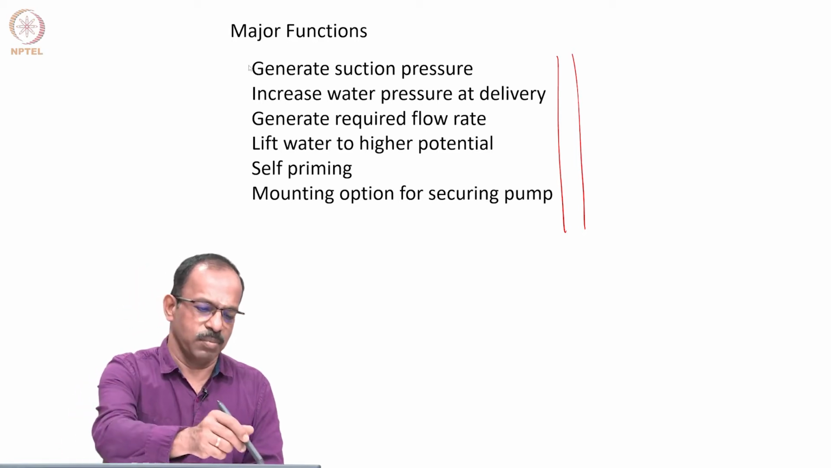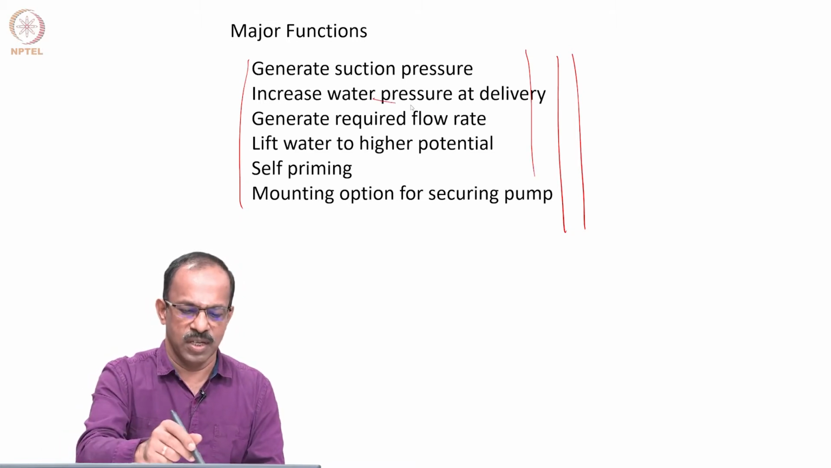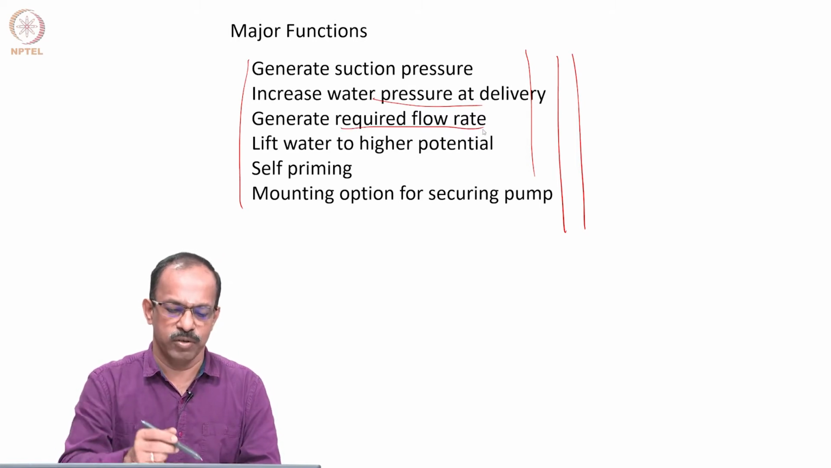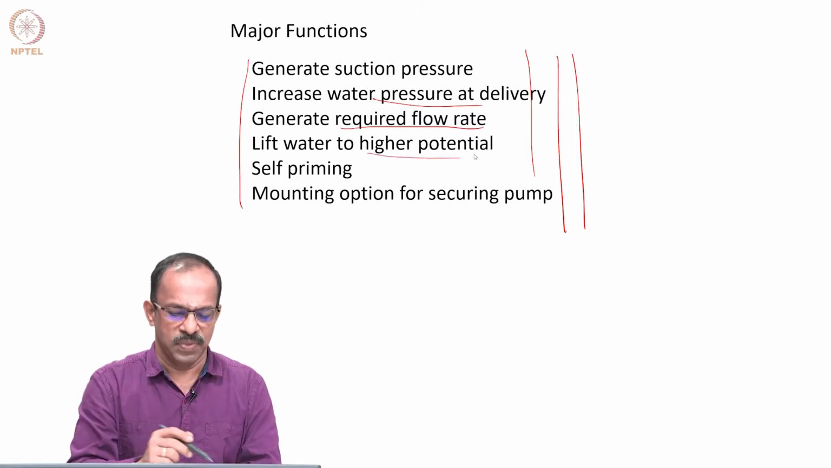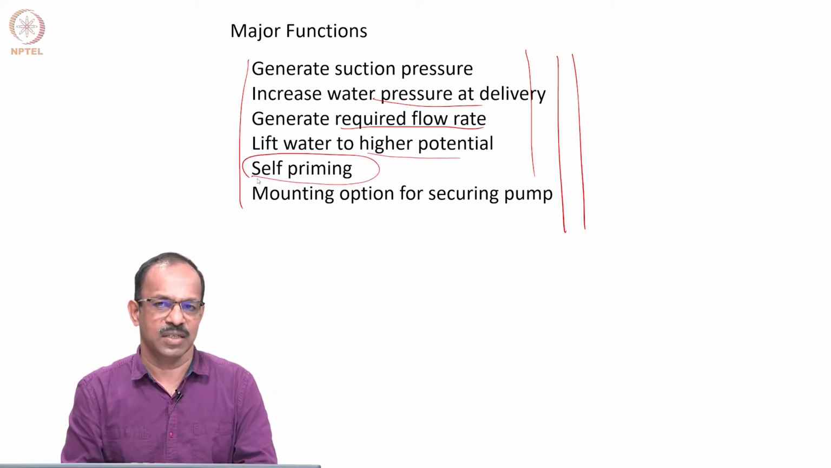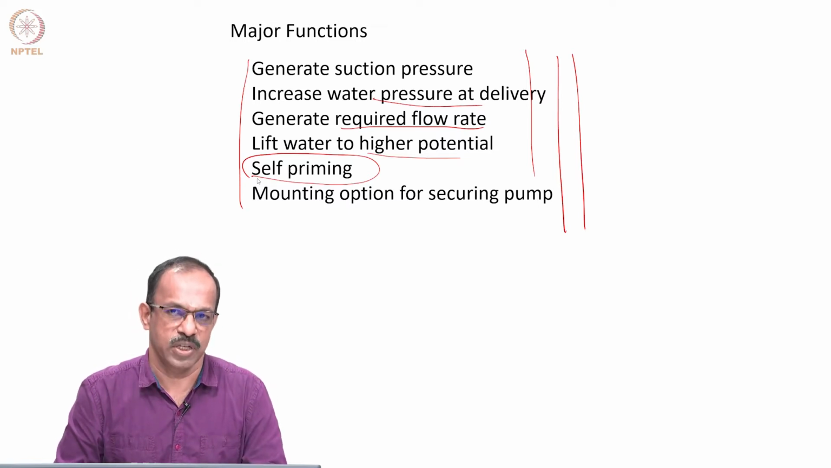Okay, so there are many things that you need to generate a suction head. You need to increase the pressure at the delivery, you need to create a particular flow rate, and you need to control the backflow and other things. Something called priming may be required. That is, in some cases, not all pumps need it, but most pumps require some kind of priming.